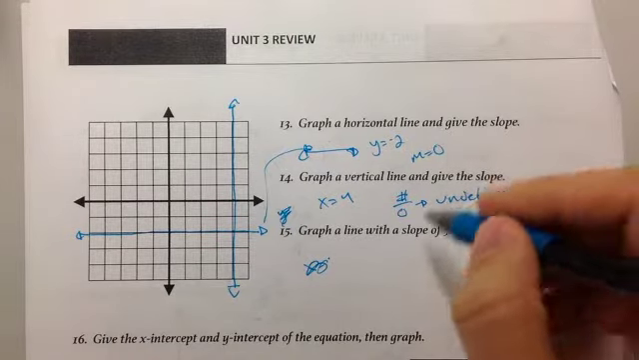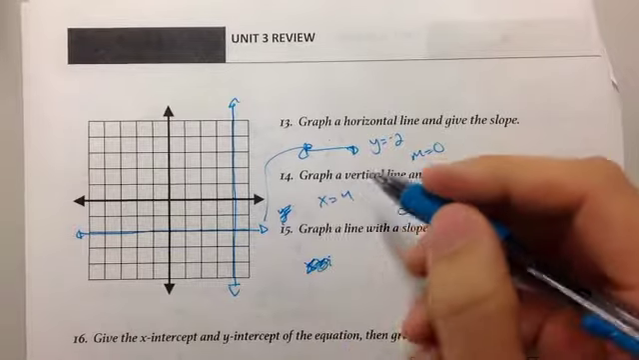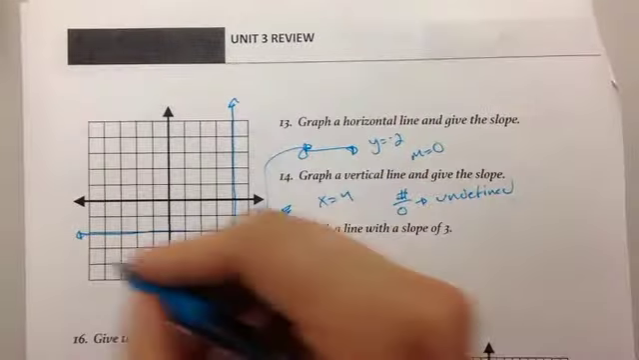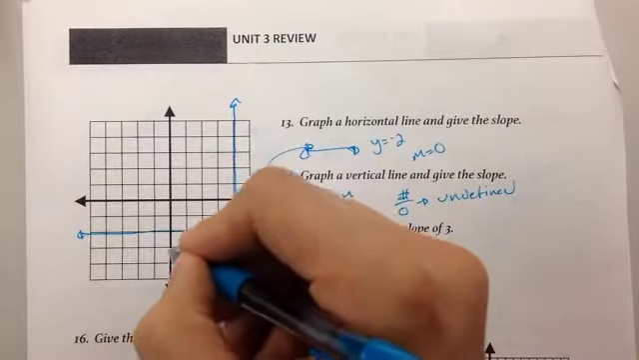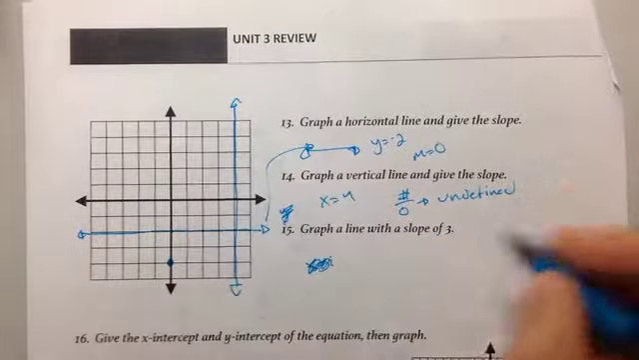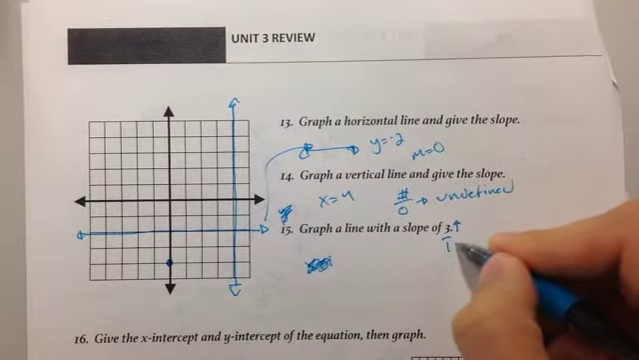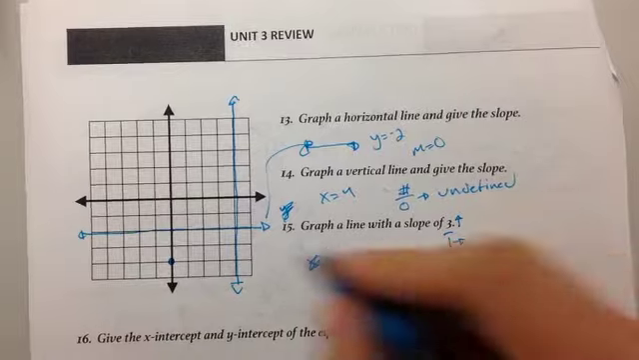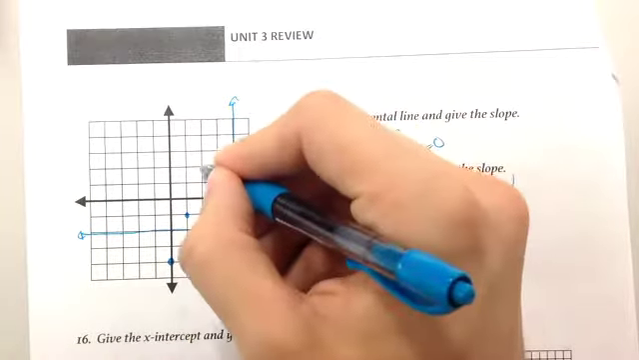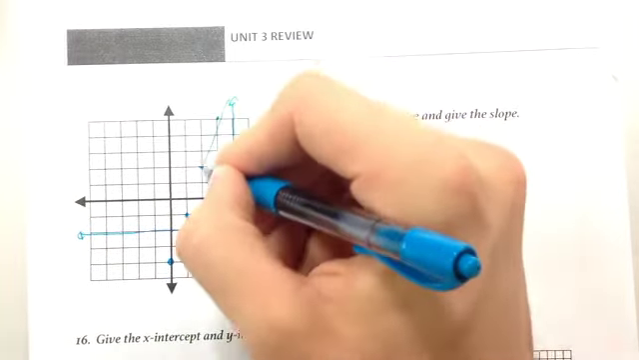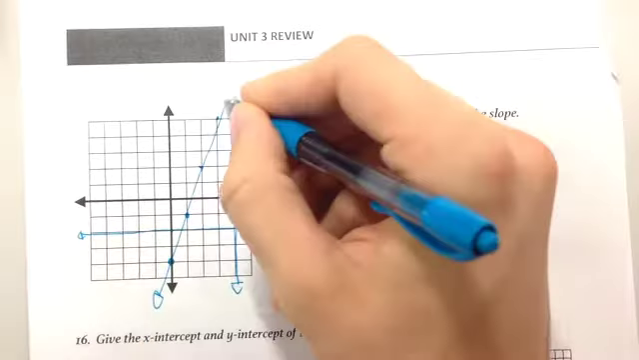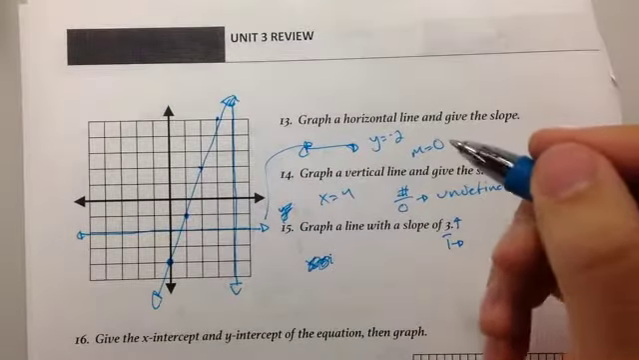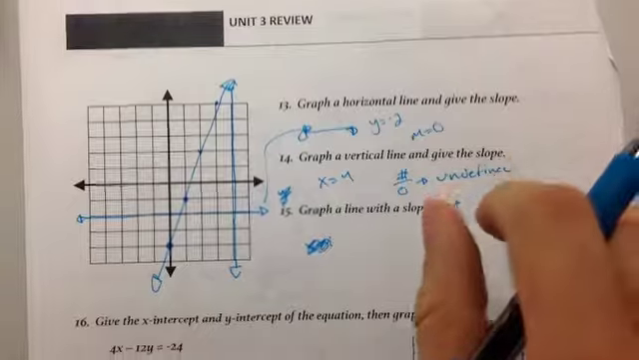Graph a line with a slope of 3. This one's probably the most challenging to start. I just need a point, though, to start it. So I'm going to pick a point on the y-axis. How about this one right here? I always like to think of my slope as a fraction. And I'm going to go 3 up over 1, 3 up over 1, and there's my new line with a slope of 3. All right.